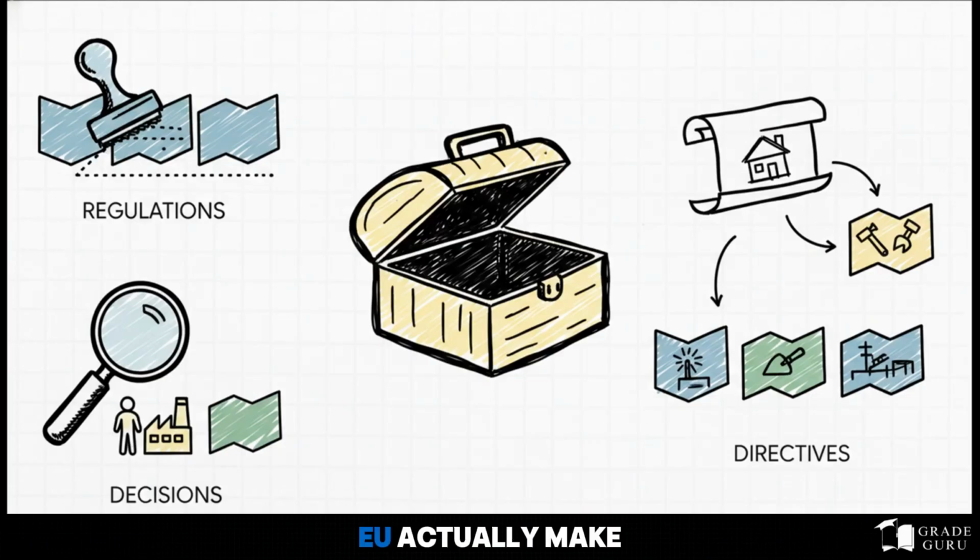So how does the EU actually make these powerful laws? Well, it has 3 main tools in its legal toolkit. Regulations are like federal laws. They apply everywhere immediately. Directives set a goal that all countries have to achieve, but they let each country figure out how to do it in their own national laws. And then, decisions are specific, binding orders aimed at a particular person, company, or member state.